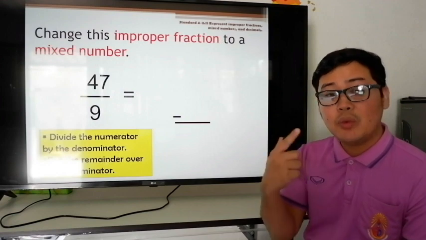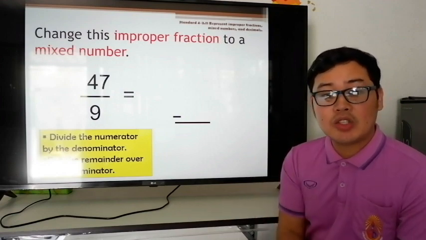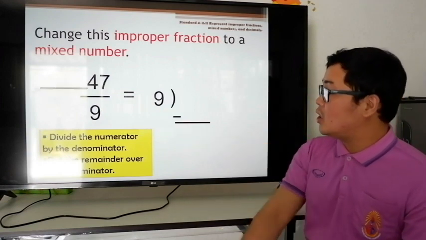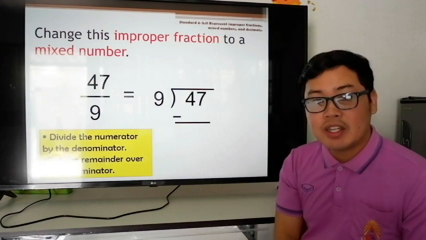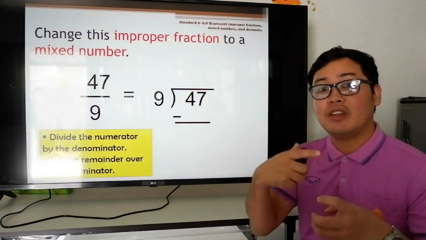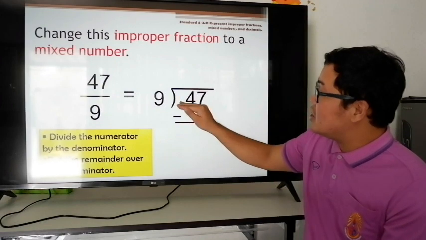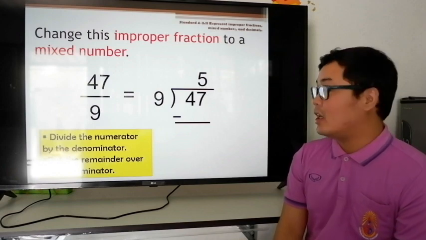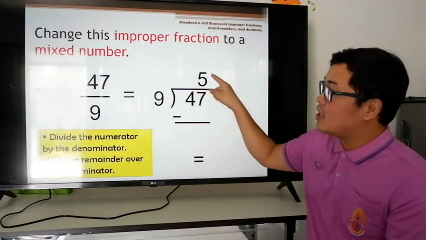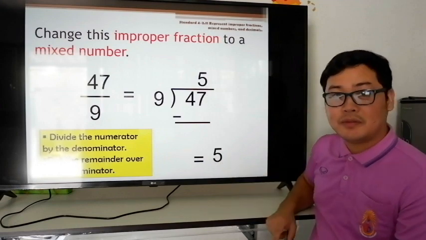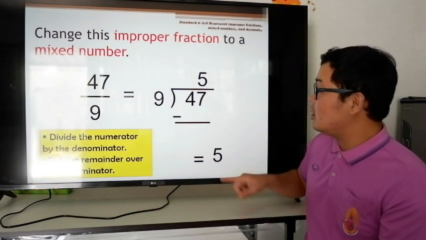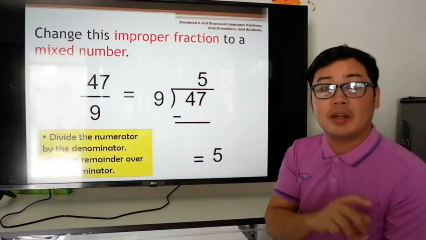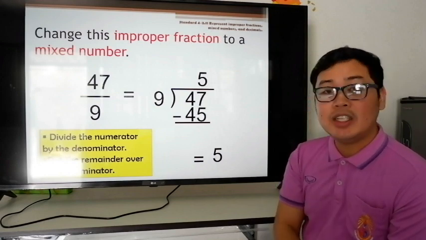So first step is we have to divide the numerator by the denominator. Okay, our denominator is 9, so we are going to divide that one into our numerator 47. Okay, what are the numbers that if you were going to multiply by 9 is not greater than 47? Okay, we have 5. Okay, next is we have already this answer, so we put this one 5. Next is 5 times 9. You have to multiply that one. 5 times 9 is equals to 45.